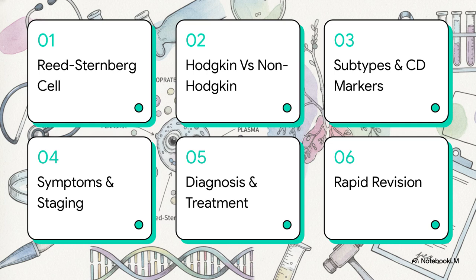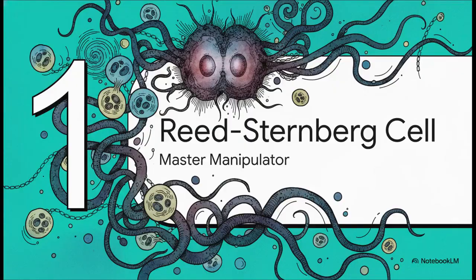We are going to be looking at 1. The Reed-Sternberg cell. 2. Hodgkin versus non-Hodgkin. 3. Subtypes and CD markers. 4. Symptoms and Ann Arbor staging. 5. Diagnosis and ABVD treatment. And finally, 6. Rapid high-yield revision. This explainer is basically your ultra-efficient blueprint for exam success. Let's get to it. Section 1.